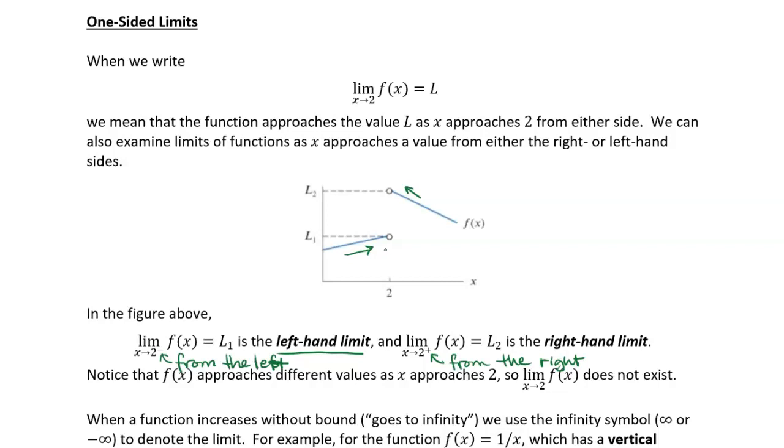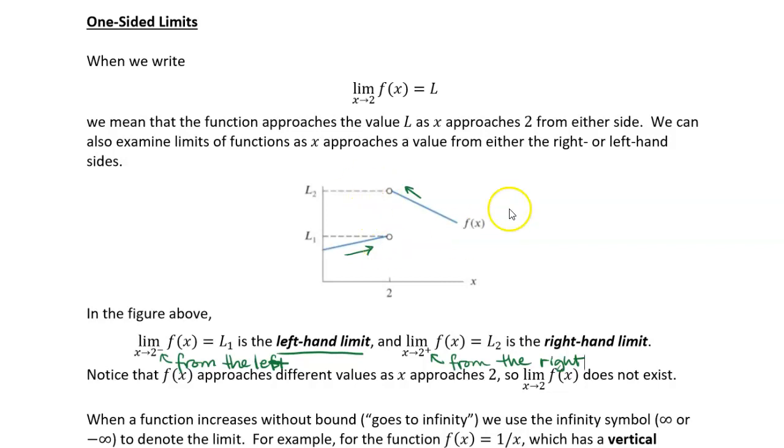If we're coming at it from the right, we can get closer and closer to 2 from the right, and the value of the function gets closer and closer to L2. Now, we don't know what happens at 2. It may be defined, it may not be defined, but we're just approaching from the right, and it approaches the L2 limit.